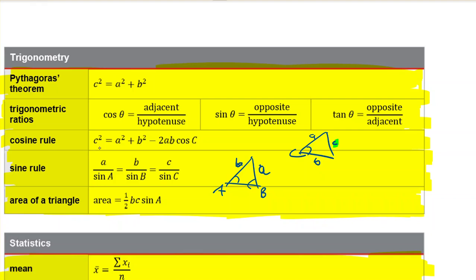And here you can see that if you have two sides and one angle, you can find that other missing side. If it was a right angled triangle, then we could have used Pythagoras' theorem, but since it's not, we cannot use that. Okay, so we'll go back.